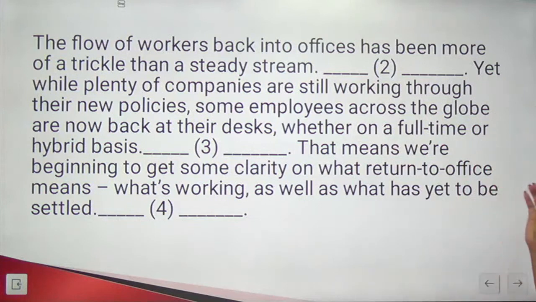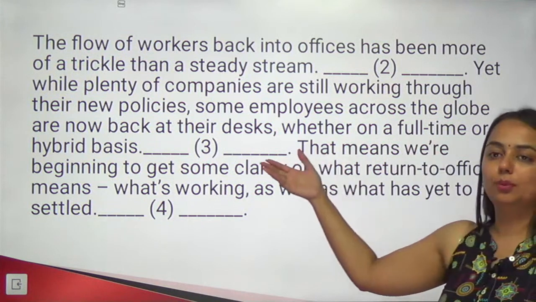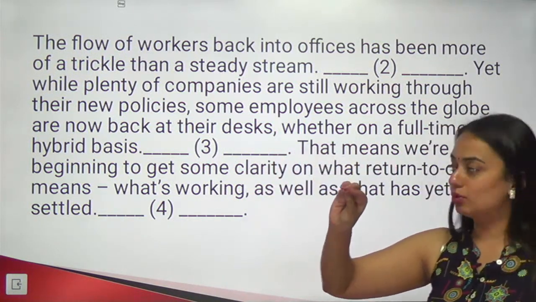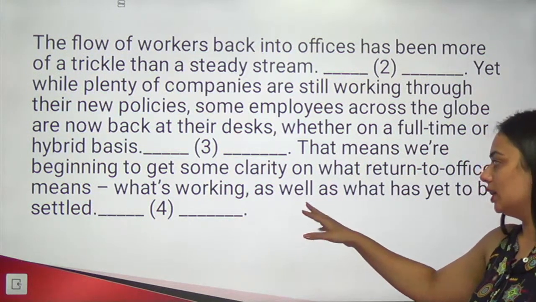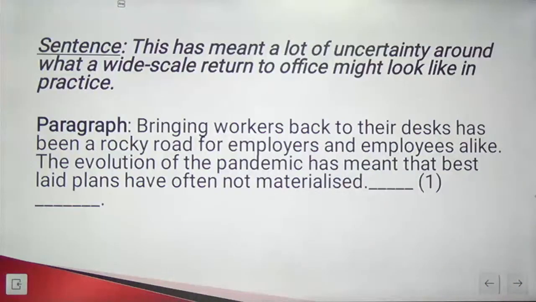So yet while plenty of companies are still working through their new policies, some employees across the globe are now back at their desks, whether on a full-time or hybrid basis. So finally, yes, now it has normalized, the workers are back to the offices. That means we are beginning to get some clarity on what return to office means, what's working, as well as what has yet to be settled. So where do you think we can fit in that sentence? You may see the sentence again.